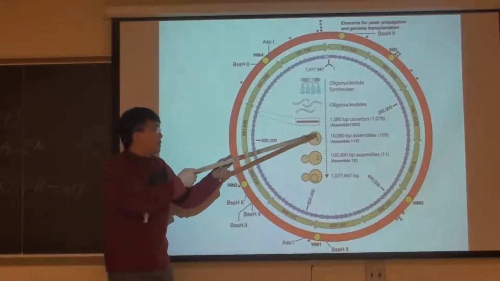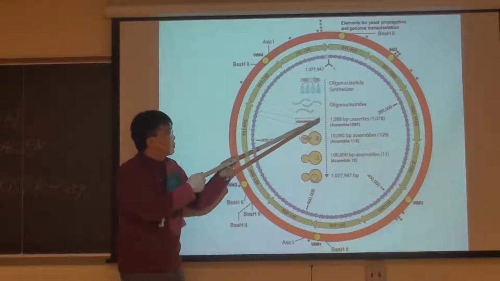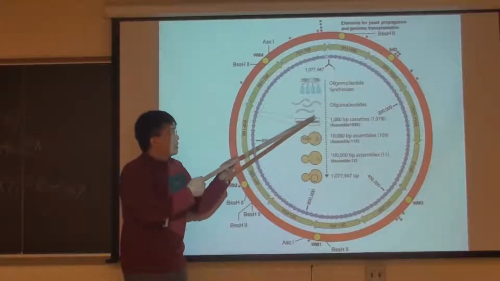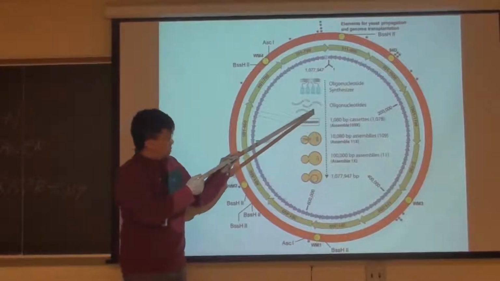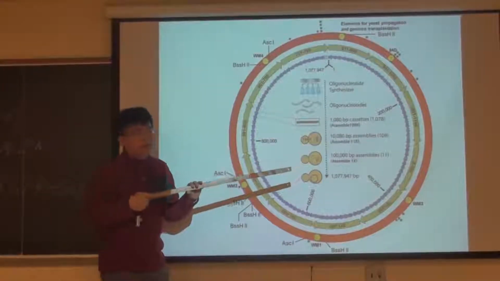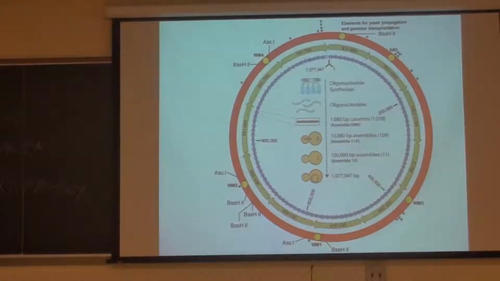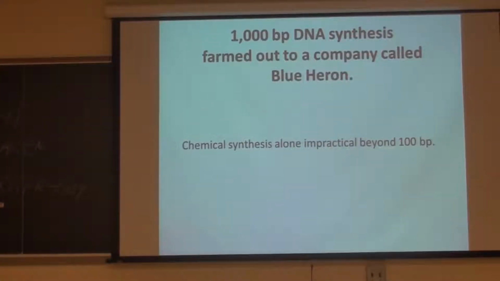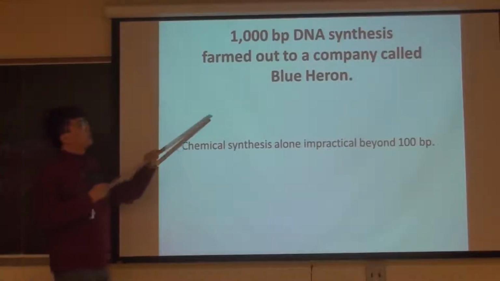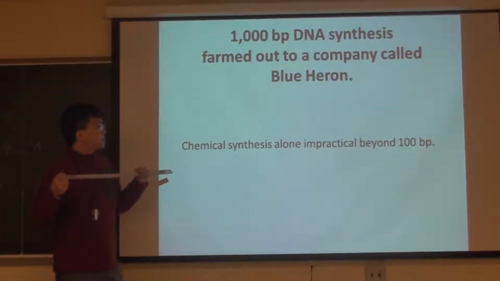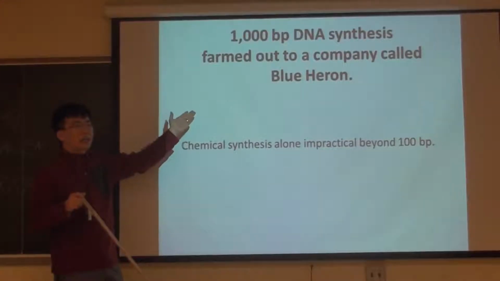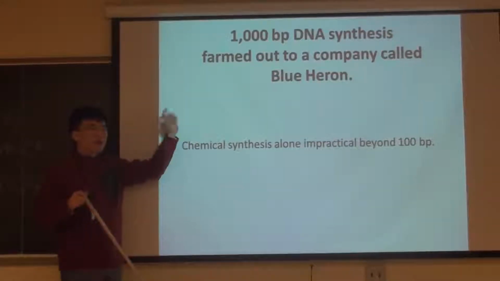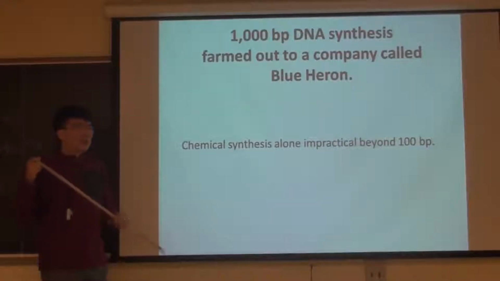I'm not going to talk about how they did these steps, but I want to show you how the company was able to make 1,000 base pairs of DNA when chemically you can only make up to 100 base pairs of DNA. This was farmed out to a company called Nanobio, and they'll probably charge about $1,000 per fragment. So if you ask a company to do 1,000 different fragments, then that alone is $1 million.